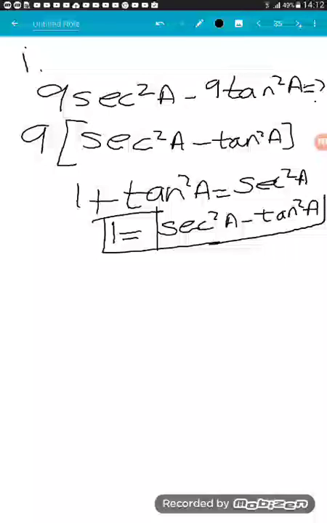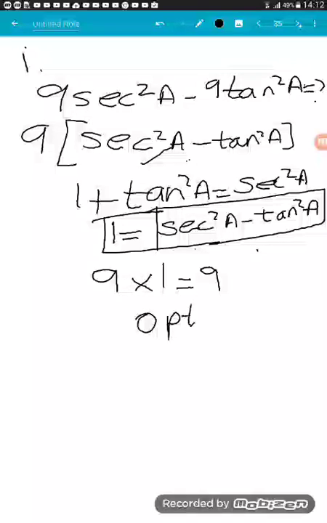So in this way, we will get 1 as the answer for this. We can see the sec square A minus tan square A is the same as sec square A minus tan square A over here. So we can say that 9 into 1 is nothing but 9. That means option number B, we say that 9.